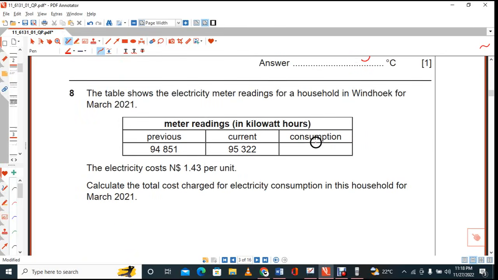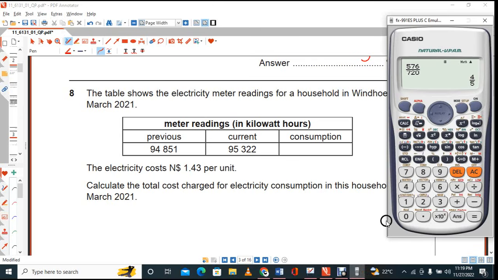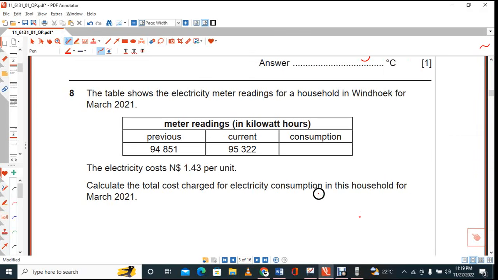Right, the table shows the electricity meter readings for a household in Venda for March 2021. The previous and the current, these are the meter readings. Consumption is what the people are using for that month. So maybe you can go ahead and calculate the consumption. Obviously the current is going to be more than the previous. So you say 95322 take away 94851. That gives you the consumption. So the consumption is 471.